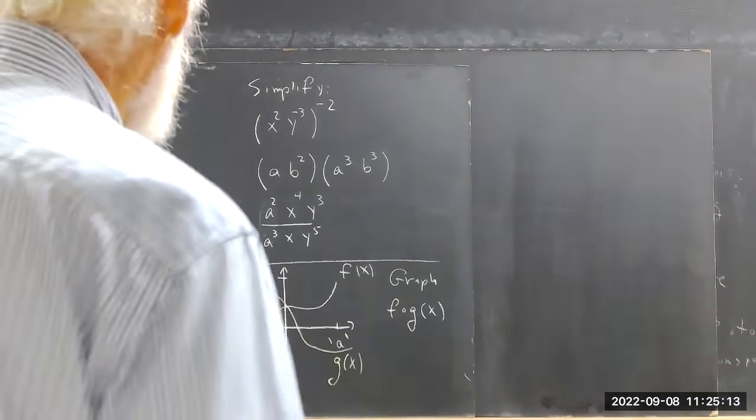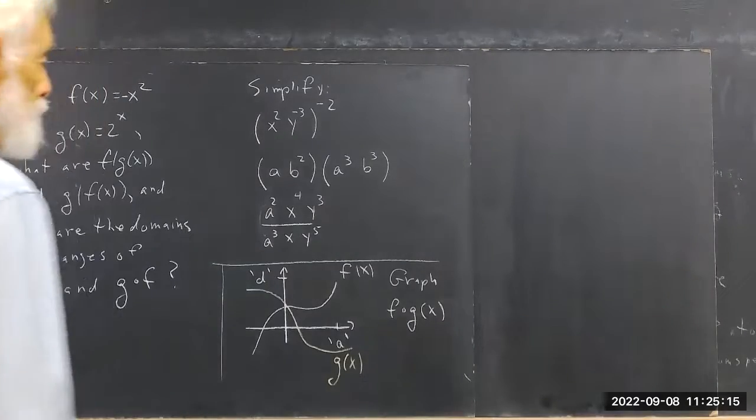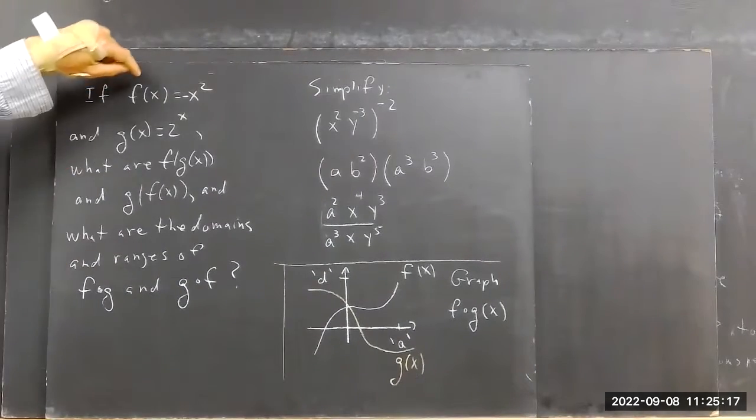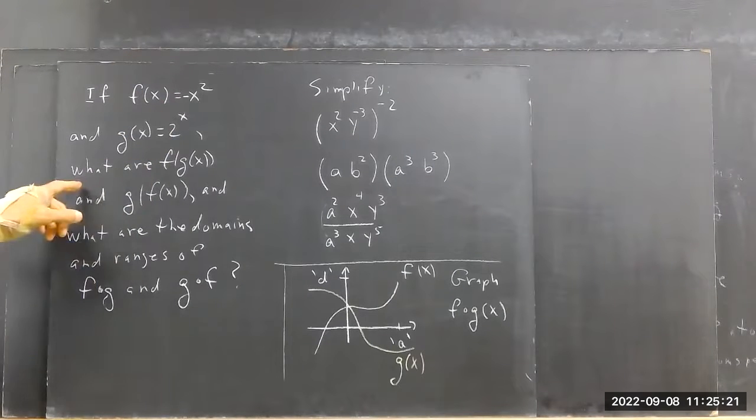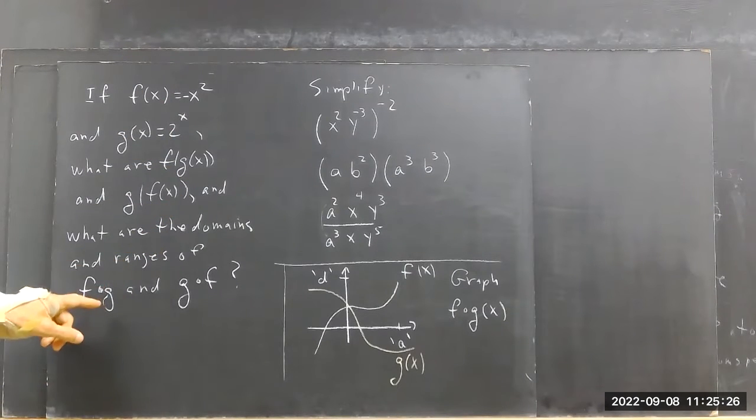Okay, we have a few problems. You can see this: f of x equals negative x squared, g of x equals 2 to the x. What are f of g of x and g of f of x? What are the domains and ranges of f circle g and g circle f?